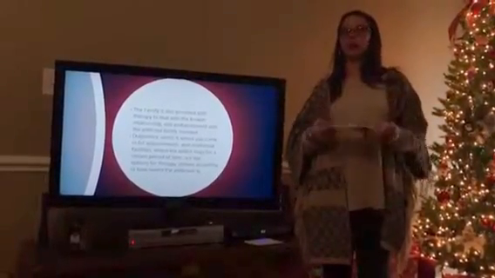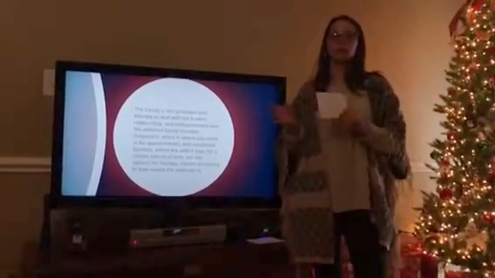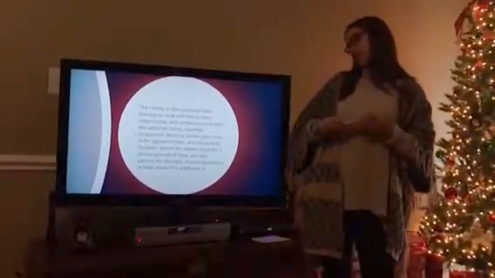And outpatient and residential rehab centers are two options. Outpatient is where you have appointments and you come in from time to time. And residential is where you stay for treatment for a certain period of time.